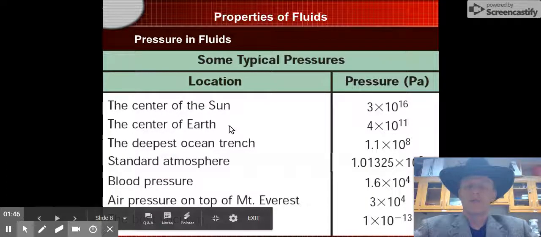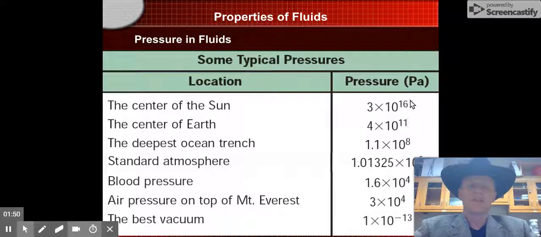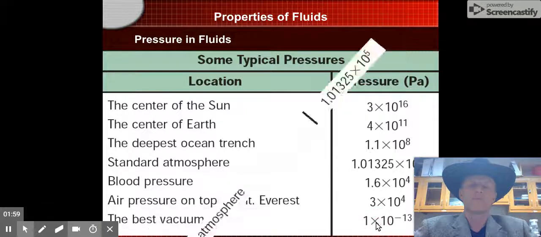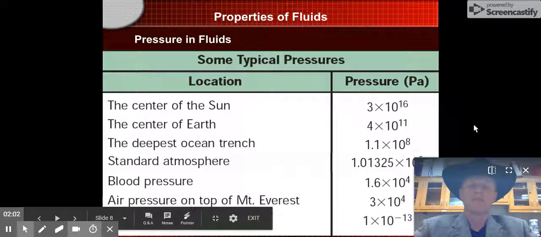A lot of interesting pressures exist in this universe. The sun has an internal pressure of 3 times 10 to the 16th. The best vacuum is 1 times 10 to the negative 13. But the most important one on this table is going to be the 101325 number. This is called standard atmospheric pressure. This is a 10 to the 5th.